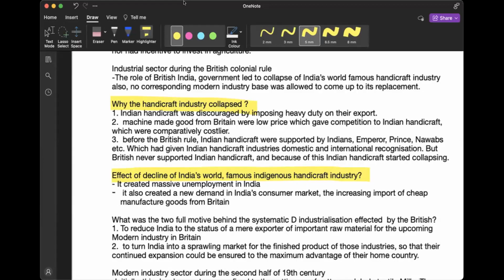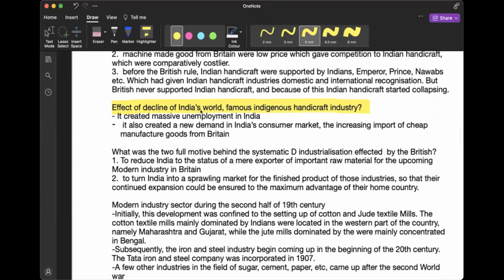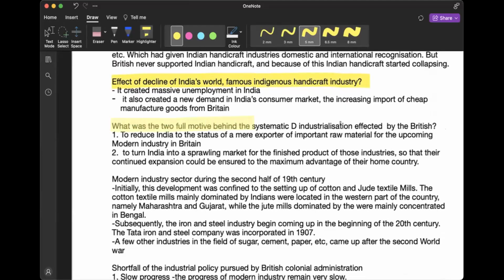Okay, done. Now let's move to the next one. What was the twofold motive behind the systematic deindustrialization effected by the Britishers? Now, whatever the Britishers were doing, they were doing it intentionally, right? That, okay, we don't need India, or we would make them poorer, something like that.